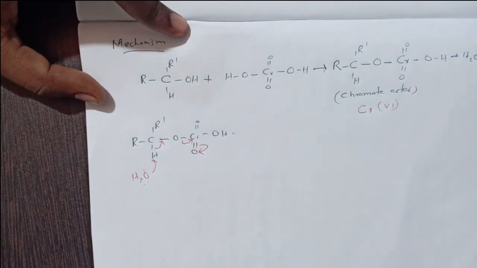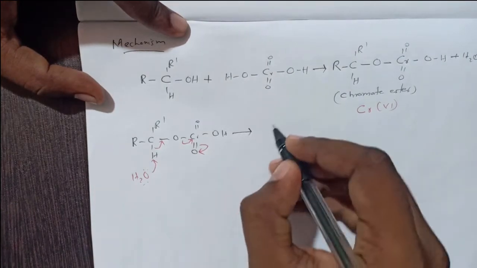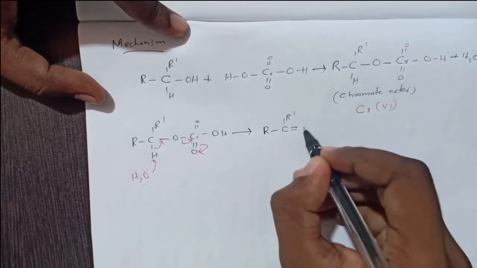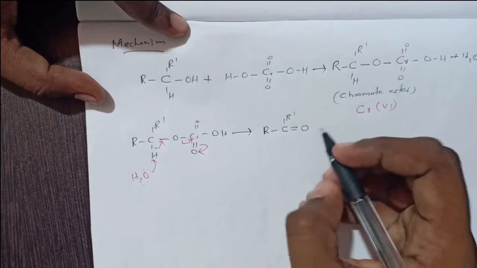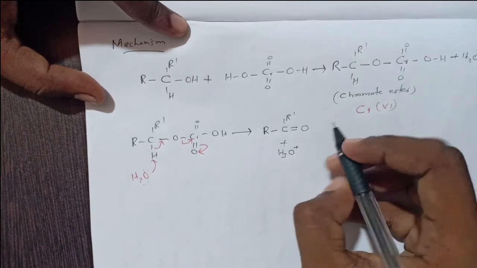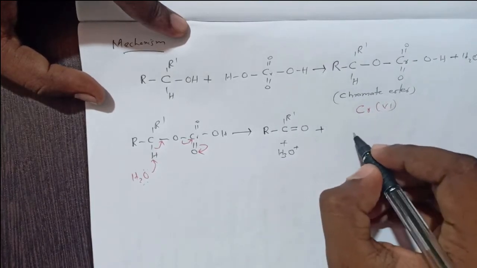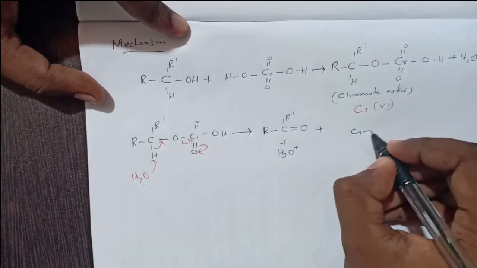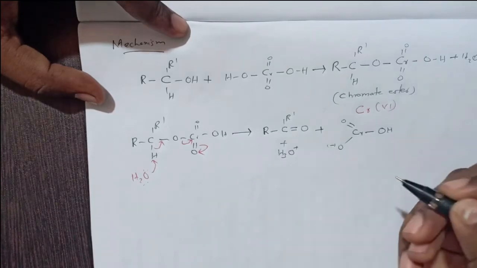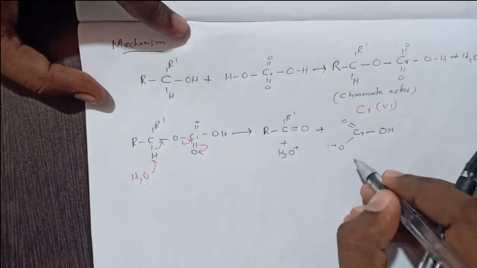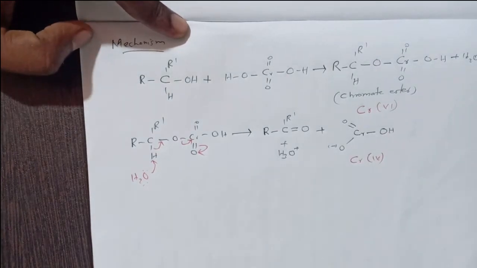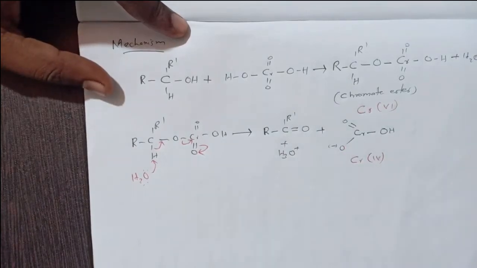So we are going to check the products formed. These are the products: R, C, R dash, with a double bond, C double bond O, plus H3O plus. Another byproduct is CrOH double bond O minus. Here the oxidation state of this chromium is 4. This has some importance in this oxidation state.